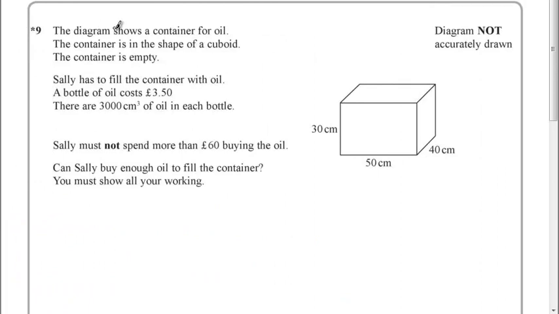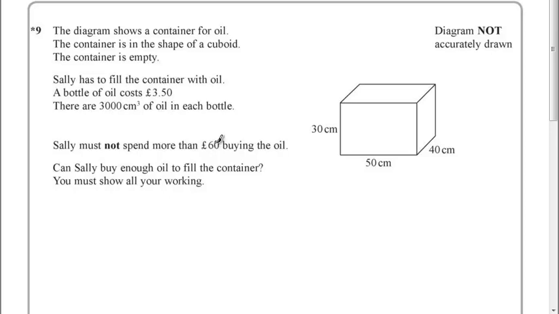Okay, we've got this question now. Question 9. Diagram shows a container for oil. It's in the shape of a cuboid, so they're all right angles, and it's empty. It's got to be filled with oil, and they're going to use bottles to do it. Each bottle contains 3,000 centimetres cubed, and it costs £3.50. Sally must not spend more than £60 buying the oil. Can Sally buy enough oil to fill the container? So let's go backwards. We've got to work out the number of bottles and times that by 3.50, and that'll tell us whether it's more than £60.